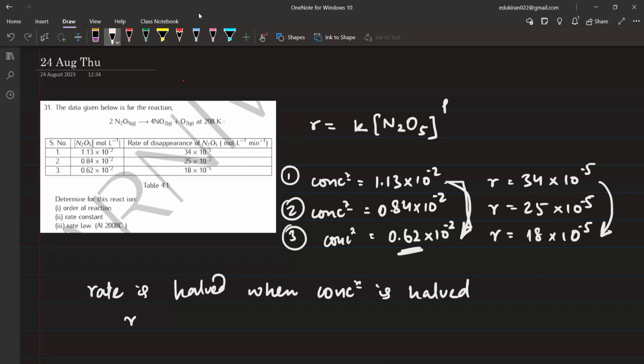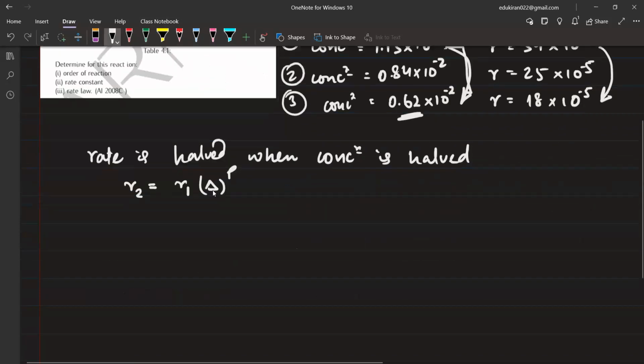So in that case, R2 is equal to R1 into the change to the power order. But we don't know what the order P is here. But we know what happened to the rate. The rate becomes half. That means when the concentration was half, R2 became half of R1. Okay.